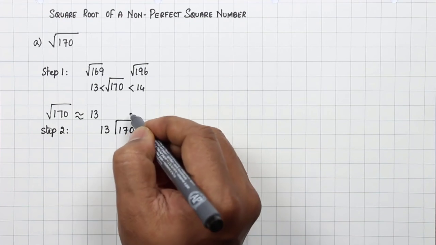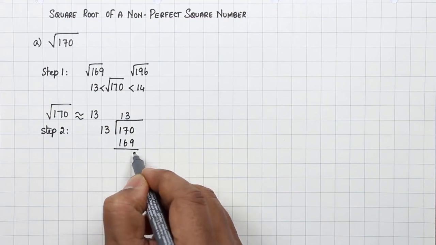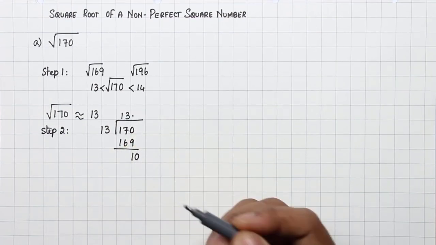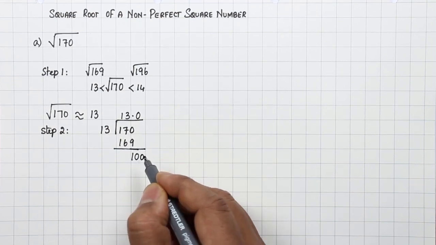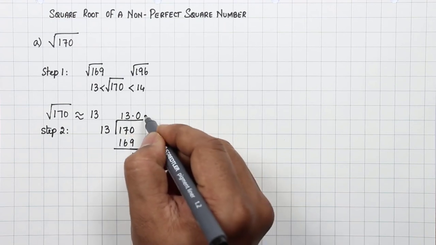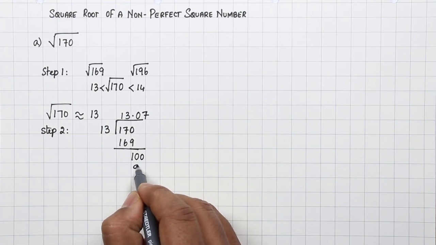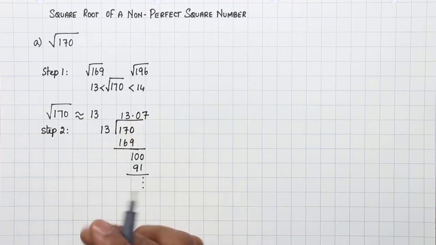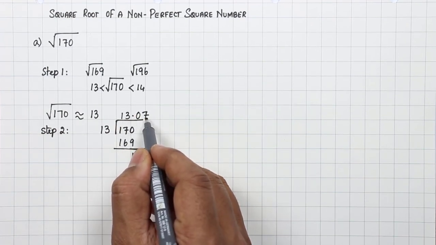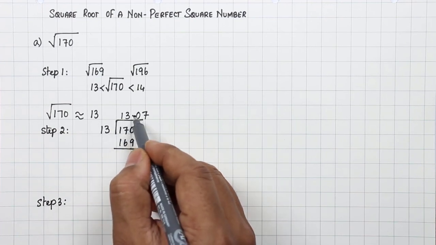If you divide this by 13, you know 13 times 13 gives you 169, and you have a remainder of 1. You cannot divide this, so therefore put another 0 here, make it 100, and now 13 times 8 is 104, and 13 times 7 is going to give you 91. This is going to keep going like this. Now I have this 13.07 as my quotient. Now I have the divisor here. Now step 3 is to take an average of the divisor and the quotient.